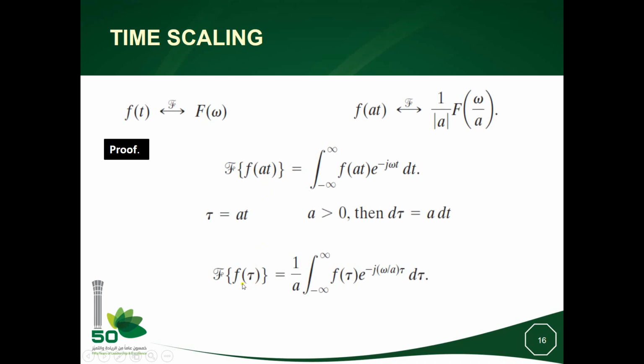So f(at) will be f(tau). So we'll have 1 over a, the integral from minus infinity to plus infinity of f(tau) exponential minus j omega over a tau d tau. If I focus on this term in the integral, we see that this is F of omega divided by a, which is multiplied by 1 over a. When a is positive, we will have 1 over a, the Fourier transform of f(t) evaluated at omega over a.